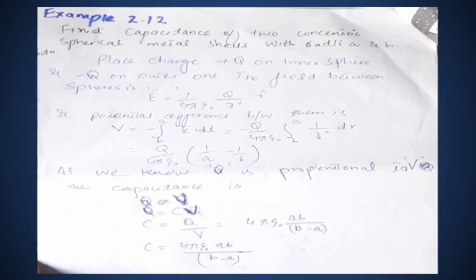The field between the spheres is given by E is equal to 1 over 4 pi epsilon naught, Q over r squared, r hat, where r hat is a unit vector pointing outward. And the potential difference between them is V is equal to minus integral b to a, E dot dl. Putting the value of E here, it is minus Q over 4 pi epsilon naught, integral b to a, 1 over r squared dr.